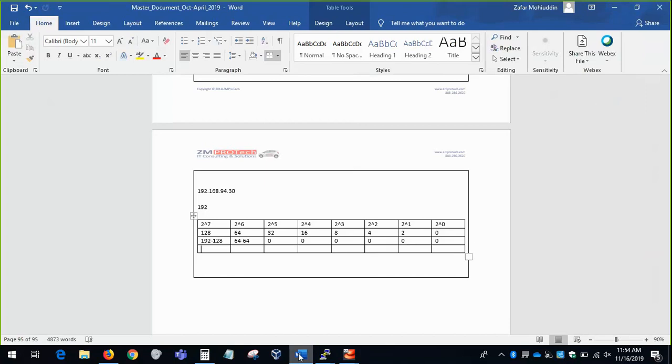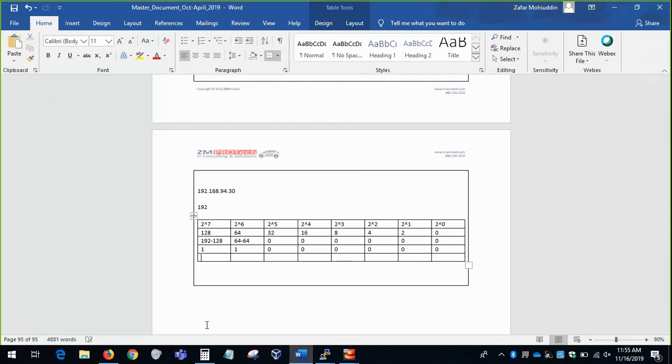So everything else will be 0 because we don't have anything else to subtract. Our binary code here is, if you are able to do some kind of subtraction, then you put 1 here, and everything else is 0. So what is 192? 192 is, for the computer, 11000000. This is what it means to the computer.